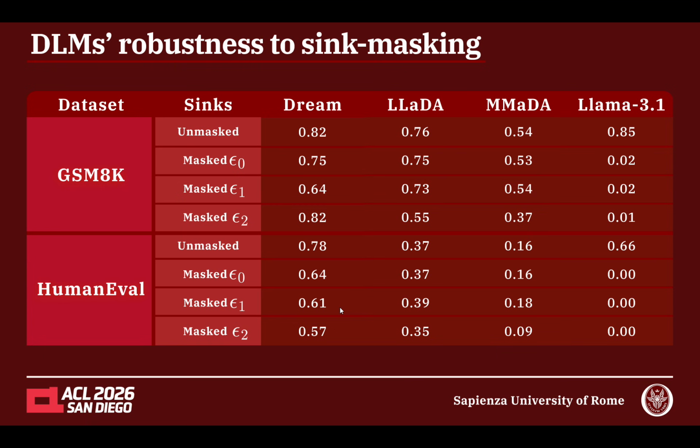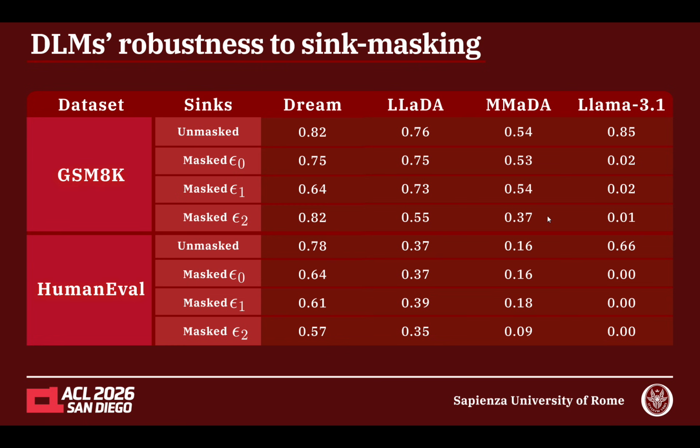Finally, we tested these models' robustness to masking the sinks. What we did is mask the most important sink token at each denoising step. Epsilon 0 means that we just mask one sink token, 1 that we mask 3, and 2 that we mask 10.